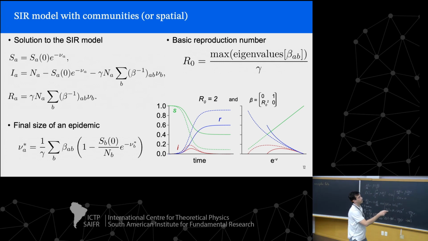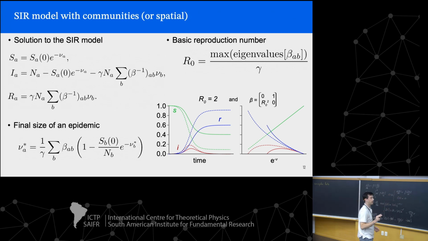What is R naught? It should be equal to the maximum eigenvalue of the contact matrix divided by gamma. Just accept it for now, because we'll come back to it later in the class, so I'm not going to show it twice.